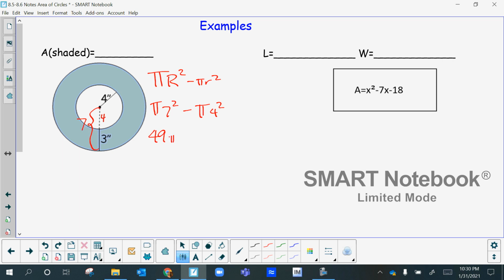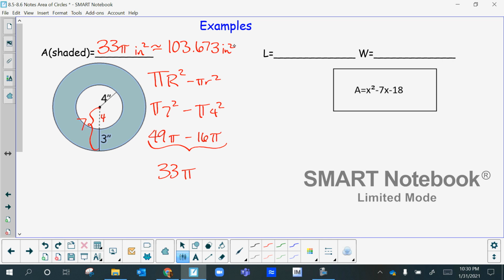7 squared is 49 pi. 16 comes from 4 squared. Now these are like terms, so guess what? We can finally subtract the two. It's like saying 49x minus 16x. So what is 49 minus 16? 33 pi. So this is the exact area, 33 pi square inches. And if I want to give the estimate, then I just have to hit times pi in my calculator, and that's about 103.67. I've been rounding to 3, so I'll go one more, 103.673 square inches.